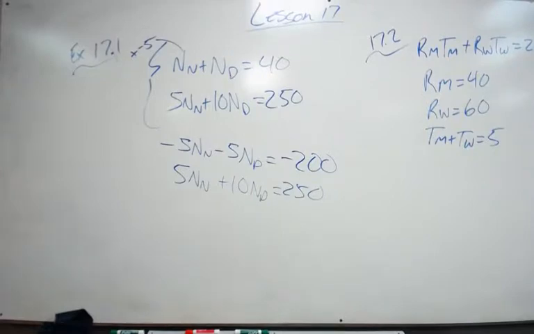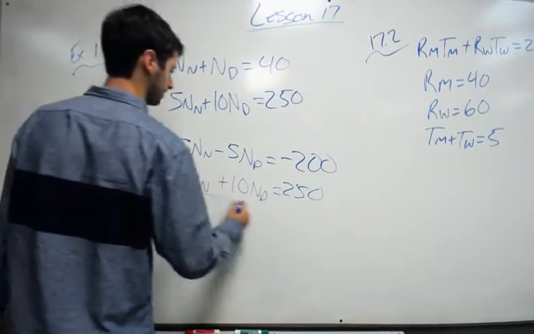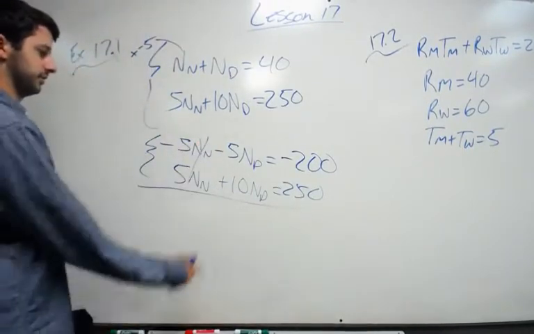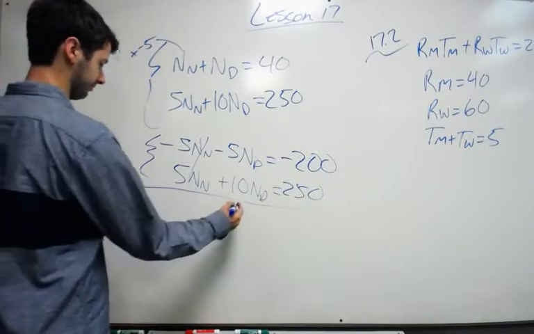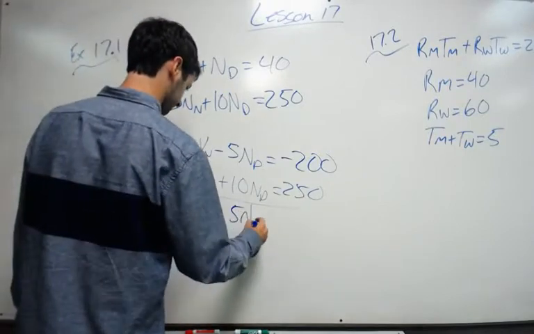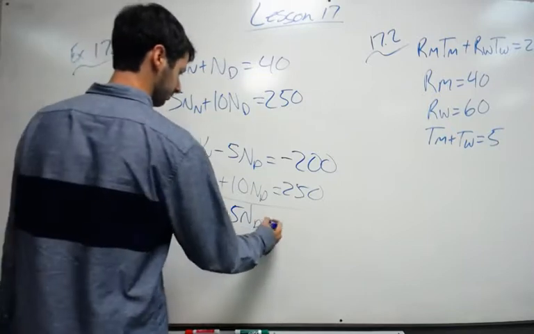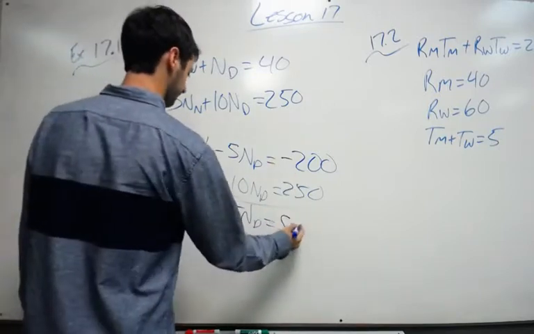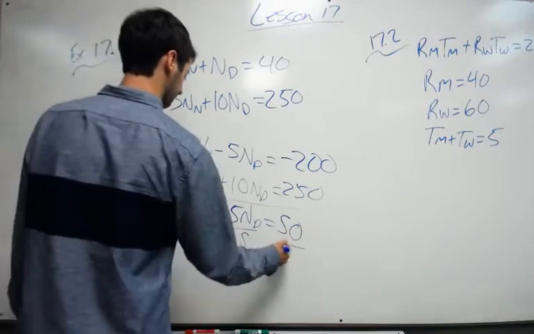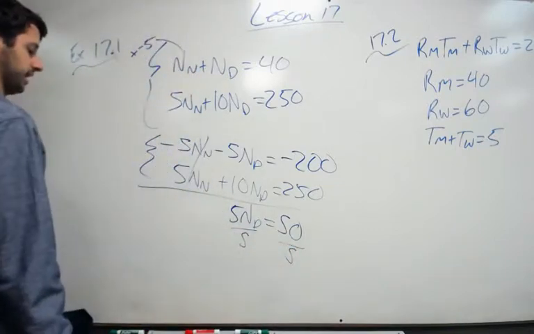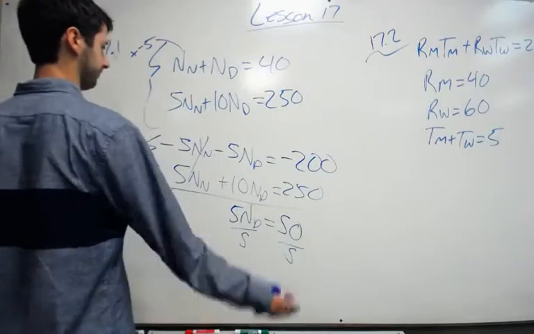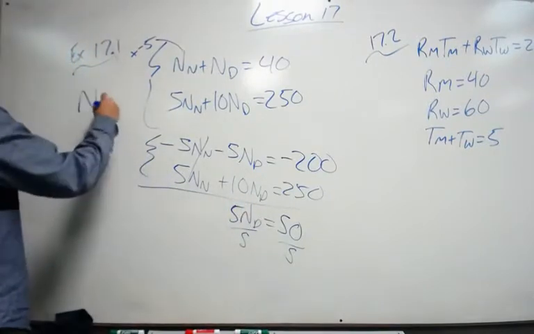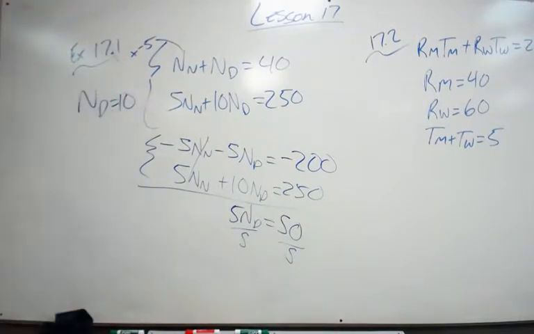and we can solve. Because these are opposites, they cross out. -5 and 10 is +5. Number of dimes equals -200 plus 250 is 50. Therefore, quick math, number of dimes equals 10. Number of dimes is 10.